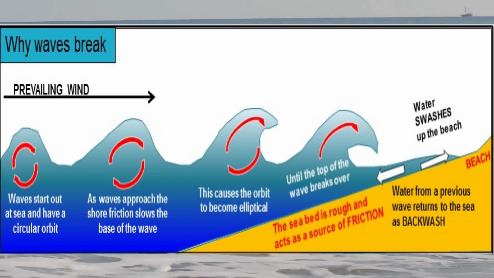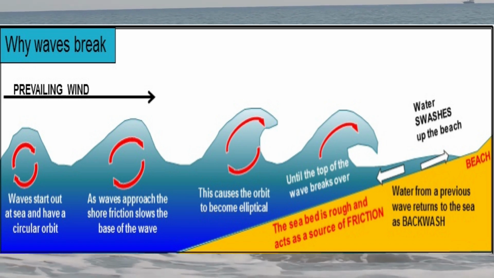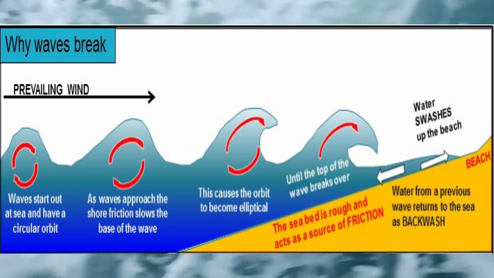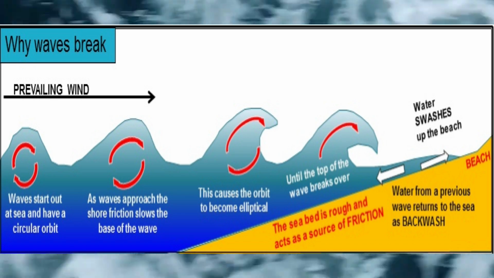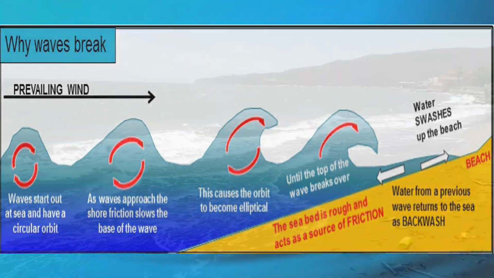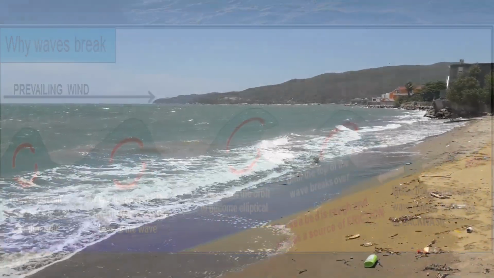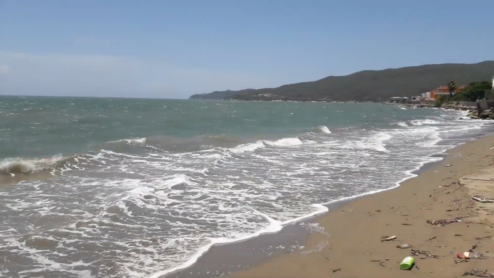As waves reach shallow waters, things change. Friction with the seabed slows the wave down. The wave's front becomes steeper and eventually tumbles forward. This is when we say the wave breaks, throwing water onto the shore.